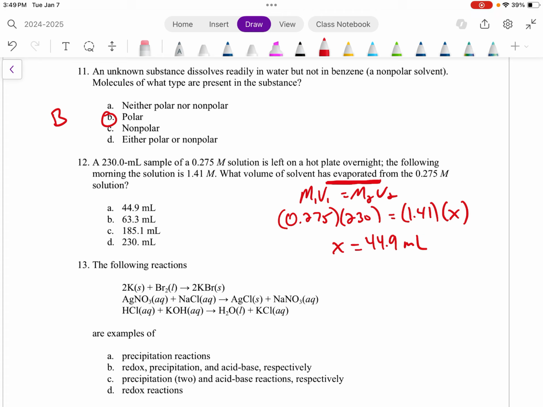What that number is saying is that you actually have 44.9 milliliters of that left. So that's not the question. The question was how much evaporated. So you started with 230, you're left with 44 or 45. What's the difference? The difference is C. So if you picked A, you were on the right track, just didn't quite read the full question.